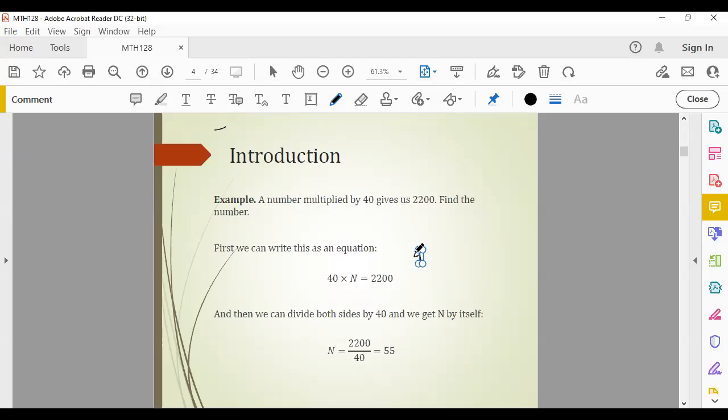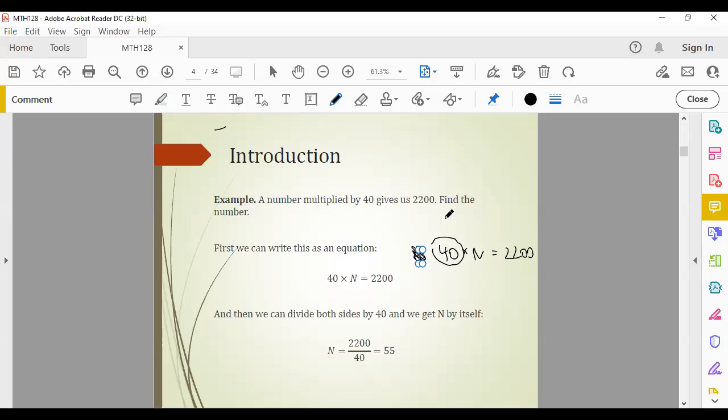So we can set that up like this: 40 times n, where n is our unknown number, and that equals 2,200. So there's the initial equation that we have set up, and now we're going to learn a maneuver to get n by itself. We want to get rid of this 40, but we have to do it in a fair way. You can't just cross out the 40 and that's it, because then you're changing the equation. There's kind of two different ways of looking at this.